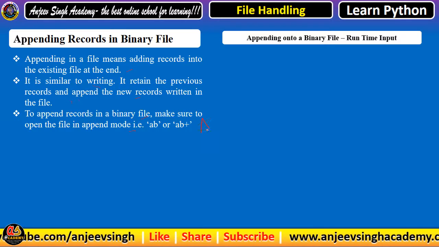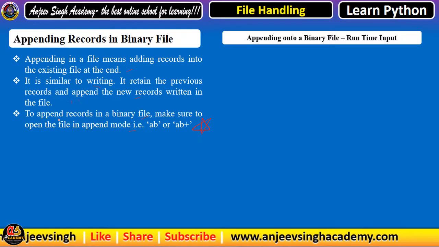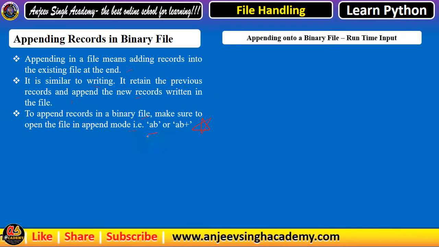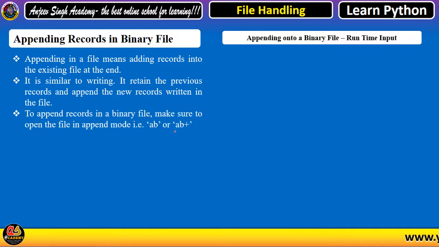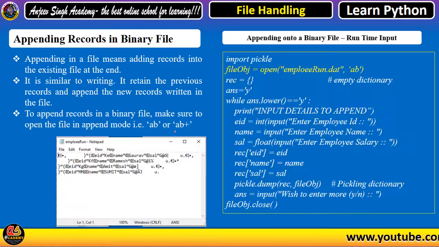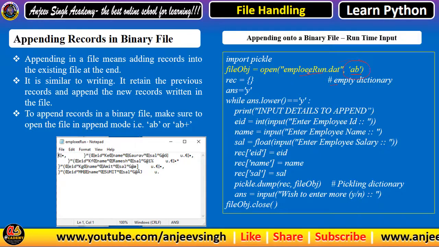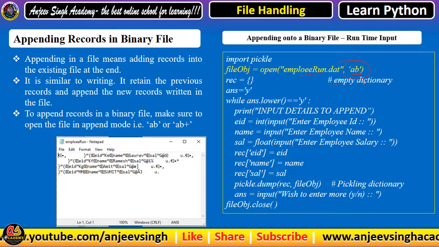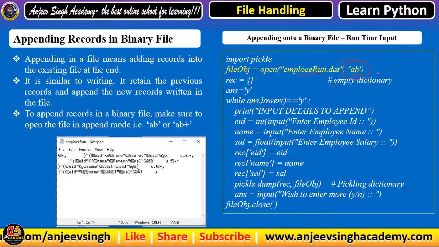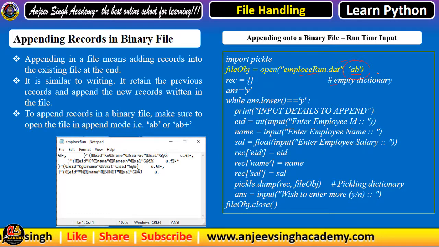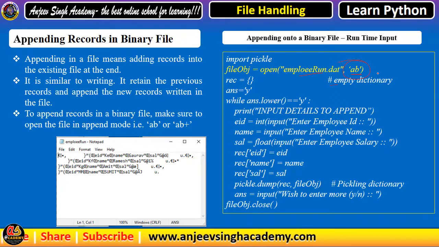This is necessary for you. If you want to append, you have to open your file in this mode only. You are not supposed to open the file in any other mode. So look at this. I have written here AB, and this time this is the employee.dat, and this is the empty dictionary. It's the same program, with just one change from the previous program: I've written AB here. And this program starts working as appending records in a binary file.